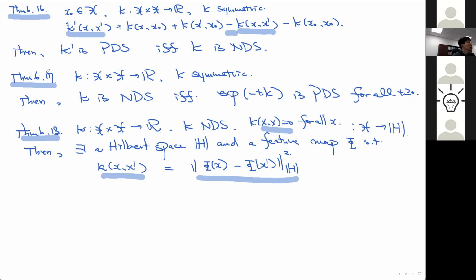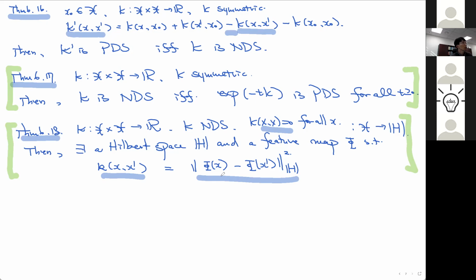Theorem 6.17 is in a sense why we started to look at NDS in the beginning. If NDS is the right thing that we are looking for, theorem 6.18 says, by the way, NDS is really defining the squared distance in some Hilbert space. Just like we said that PDS kernels really define inner products in a very rich feature space, NDS kernels really define squared distance in a very rich feature space.